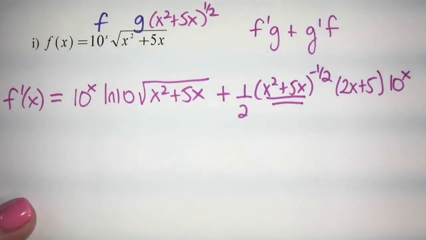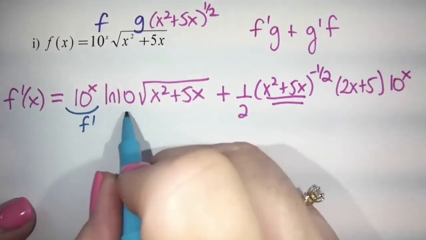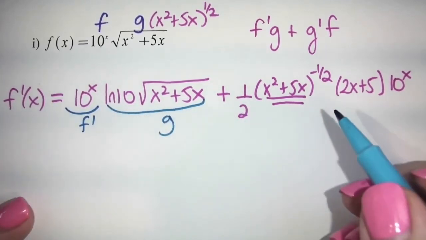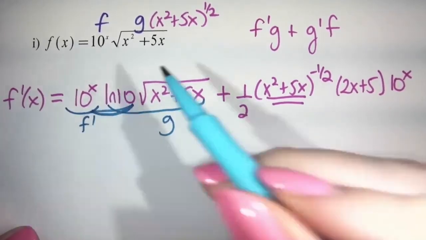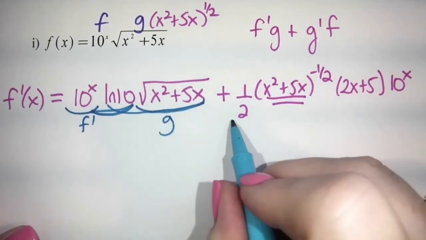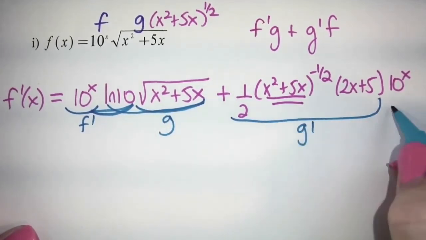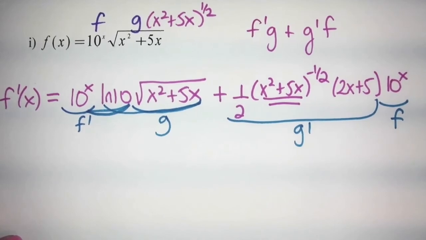So there's a lot going on here. This is f prime, this is g, this is f prime here, all the way to here, that's g. And then this whole thing here is g prime, and then that's f. So a lot going on here in terms of algebra. So what would we do to this?